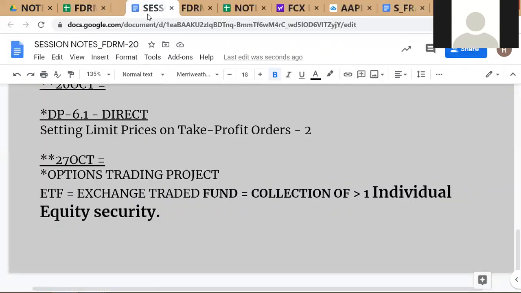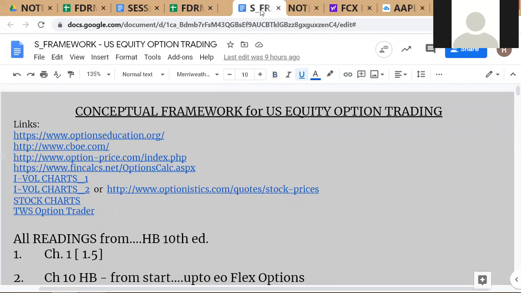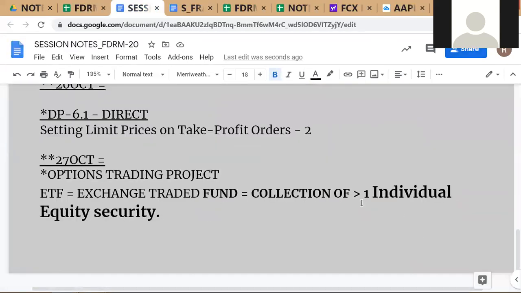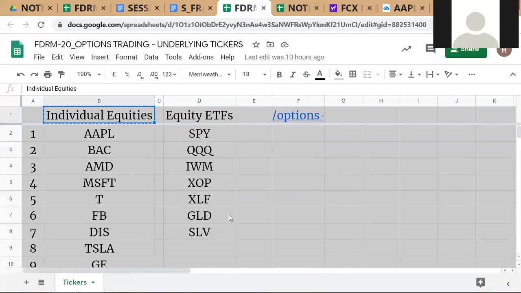Let me just move this stuff here. It'll be a little bit easier. So we say a collection of greater than one because this is the definition: even two stocks is a fund, but one stock is not a fund. Why is one stock not a fund? Because one stock can be put into this column. So these are basically baskets of stocks.